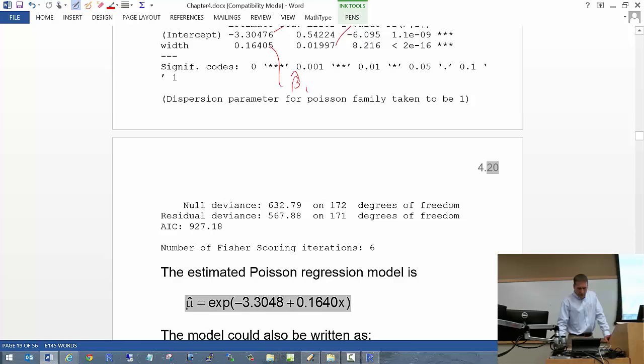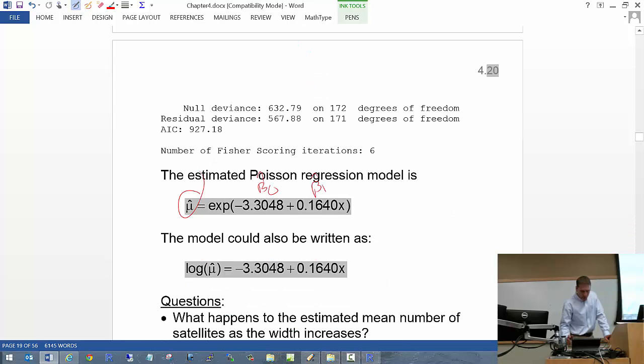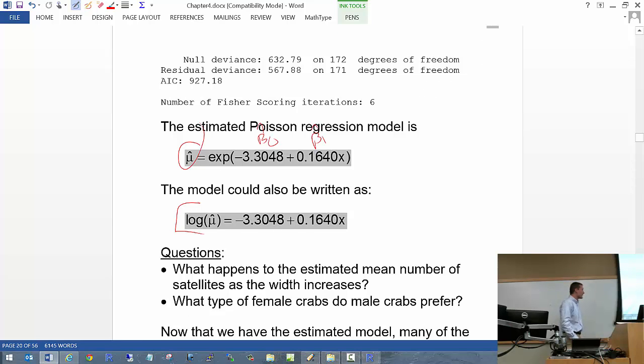So from this then, we can come up with the estimated Poisson regression model. So mu hat, of course I need to put a hat on top of mu. If there's no hat there, it doesn't make sense because this is now for the estimated model. And I just put in, again, beta hat 0, beta hat 1. Of course, we could rewrite the model like this so that we just have log of mu hat on the left-hand side, and then we have the linear predictor on the right-hand side.